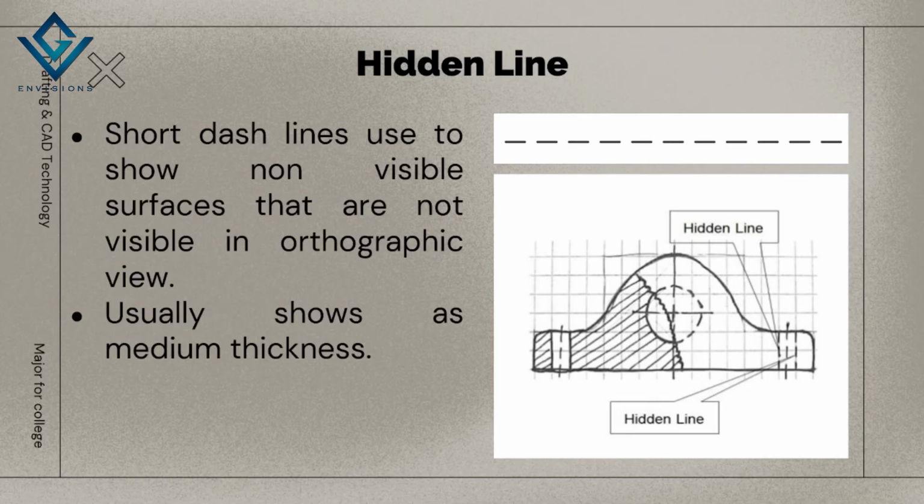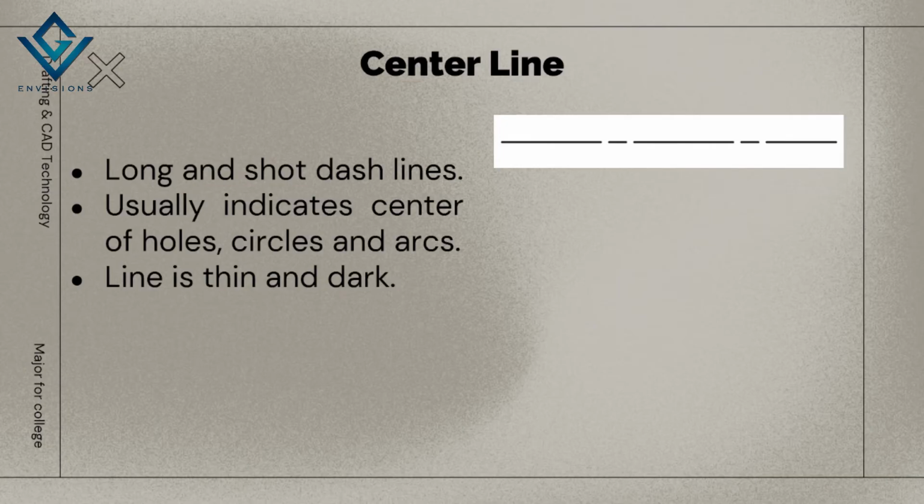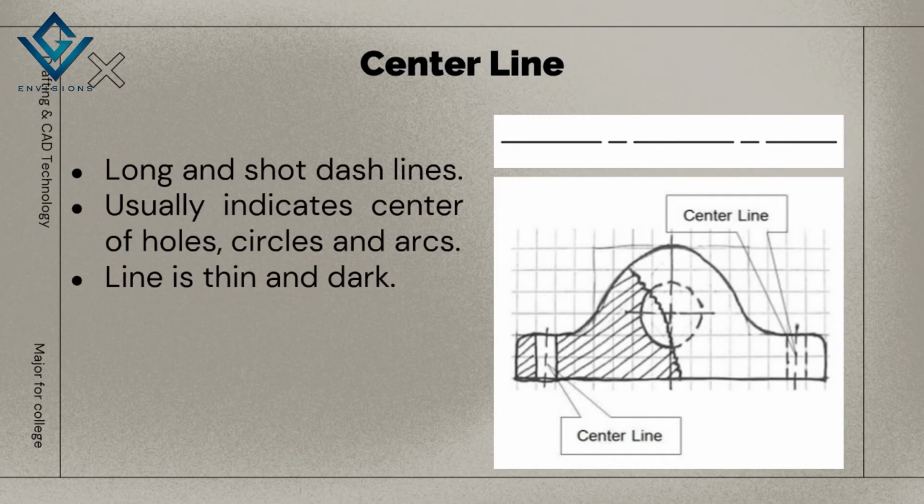Let's go back and move forward to the center line. The center line is a long and short dashed line. Usually it indicates centers of holes, circles, and arcs. The line is thin and dark. So this one here is the center line. This is an example. Just take note that the center line is a long line, followed by a short line, and another long line. So that is the center line here and this one.